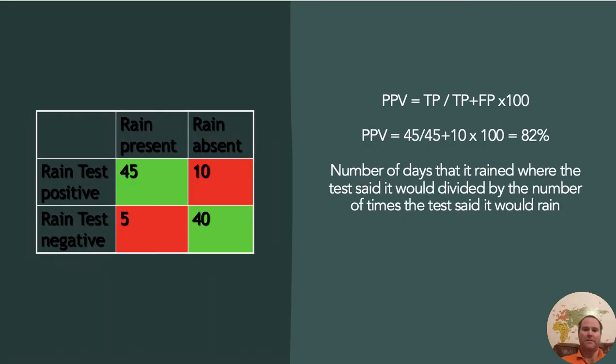The positive predictive value is basically the true positives, in this case 45. So the rain test said it was going to rain, and in fact it did, divided by the total number of times that the test said it was going to rain. In other words, the true positives plus the false positives. If we tally everything up and times it by 100, we get a statistic of 82%.